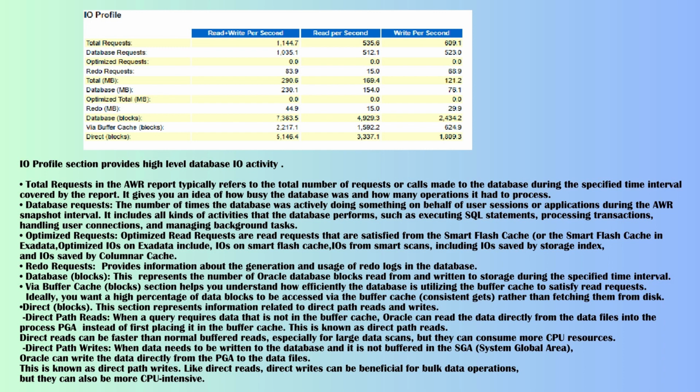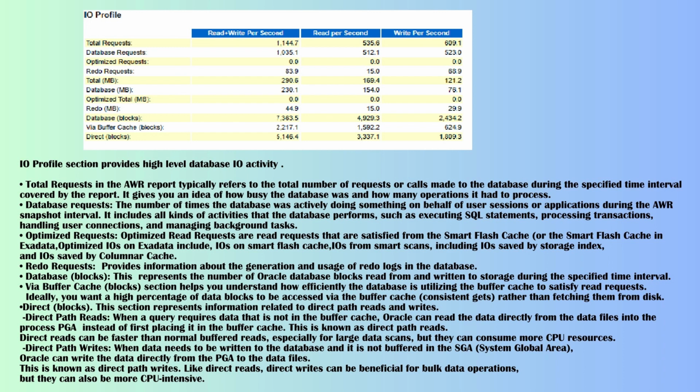Optimized requests: optimized read requests are read requests that are satisfied from the Smart Flash Cache in Oracle Exadata. Optimized IOs on Exadata include IOs on Smart Flash Cache, IOs from SmartScans, including IOs saved by storage index, and IOs saved by columnar cache. Redo requests provides information about the generation and usage of redo logs in the database.